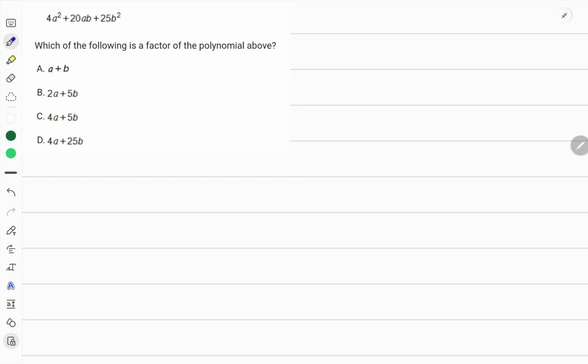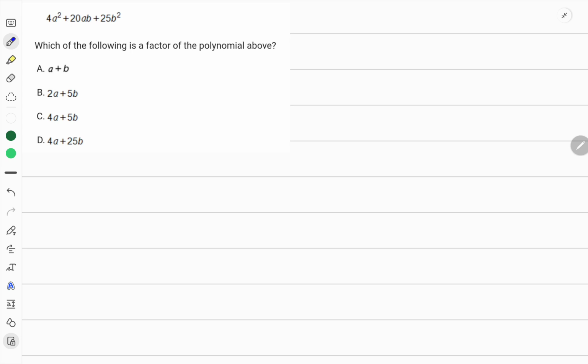My name is Neil and in today's video we're going to tackle another challenging SAT exam question. Let's get started. 4a squared plus 20ab plus 25b squared. Which of the following is a factor of the polynomial above? As you can see, we are going to factorize this expression.